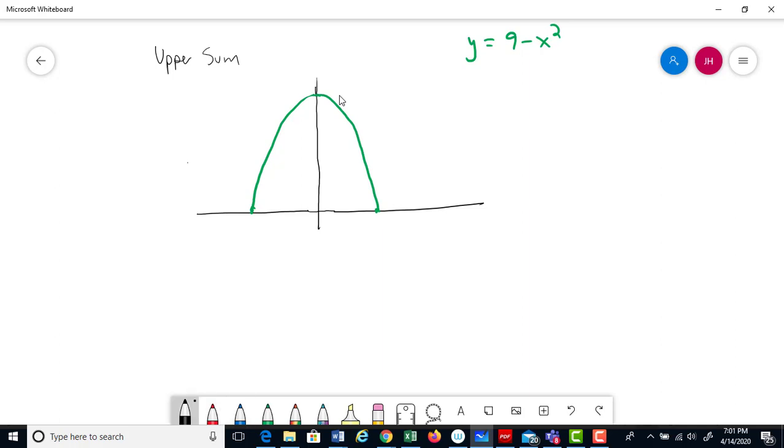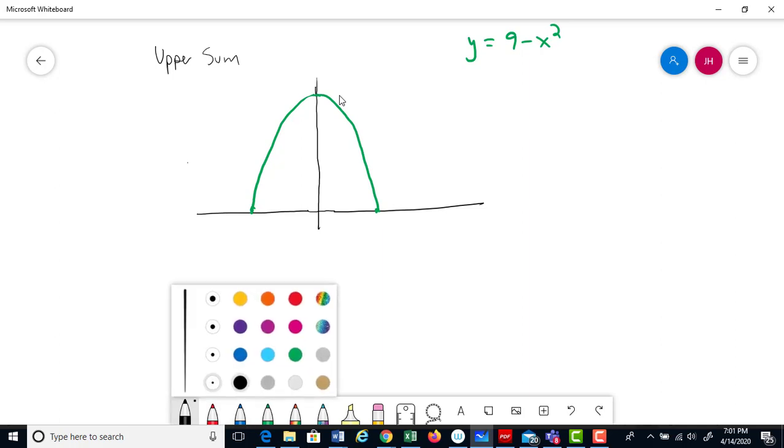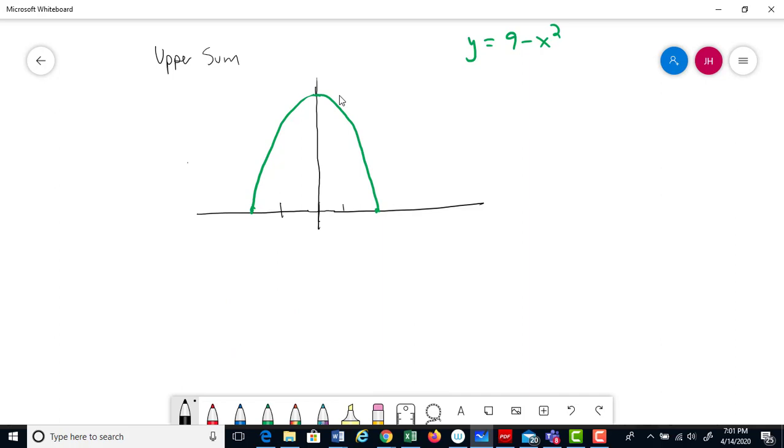So I'm gonna do this with 4 rectangles. So we know it's going to be 1, 2, 3, 4. And I know it's going to come up to here, and then this is already drawn, and then here. Now I want these boxes to always be above, so in this particular case I can't use a left endpoint because the box would be below. I'd have to use a right endpoint and do this.